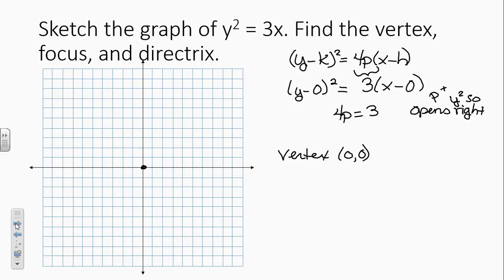Now let's figure out what p is. If we divide both sides by 4, p becomes 3/4, 0.75. It's not a very nice number, but it tells us how far to go away from our vertex. We said that we're opening to the right, so the focus has to be to the right of our vertex, p units away. So we move 3/4 of the way away, and that's our focus.